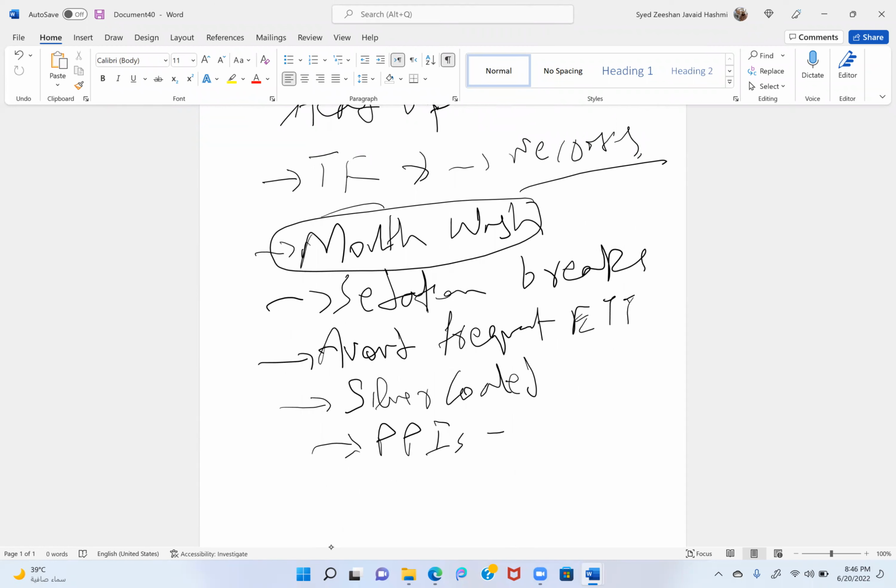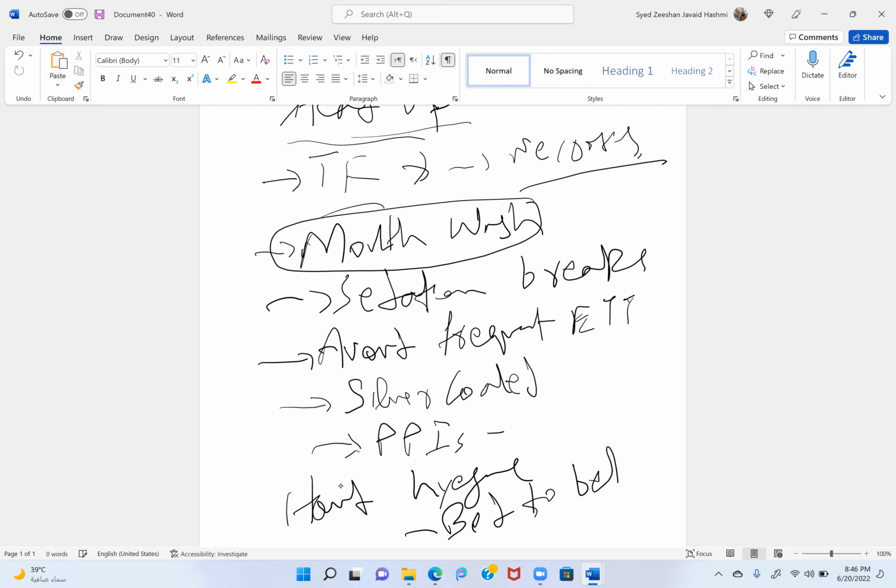Positioning. Yes, positioning, we have told, head up. Then hand hygiene. Hand hygiene. Circuit changes, avoid circuit changes. Bed to bed nurse. Bed to bed nurse.